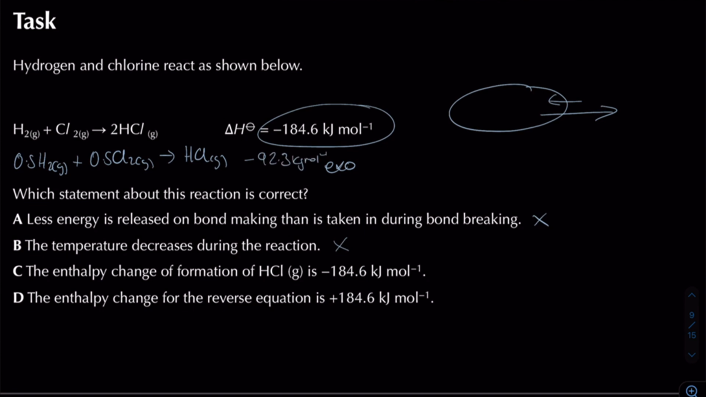If I were to look at the next one then, the enthalpy change for the reverse equation is going to be positive 184.6 kilojoules per mole. Well, we know if the forward reaction is going to be exothermic, the reverse reaction in that case must be endothermic by the same enthalpy change. The only thing that's going to change is our activation energy itself, and so we know in this case that's going to be correct. The enthalpy change stays the same.